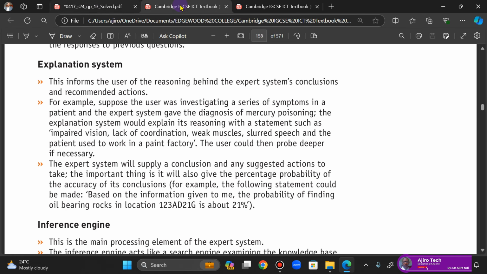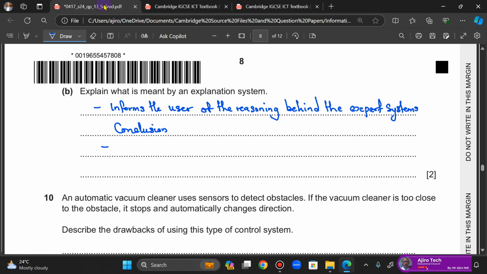Now another one. Suppose you were investigating a series of symptoms, the patient would then explain the reason with a statement such as impaired vision. Another one is it clarifies the structure of the solution to the problem.